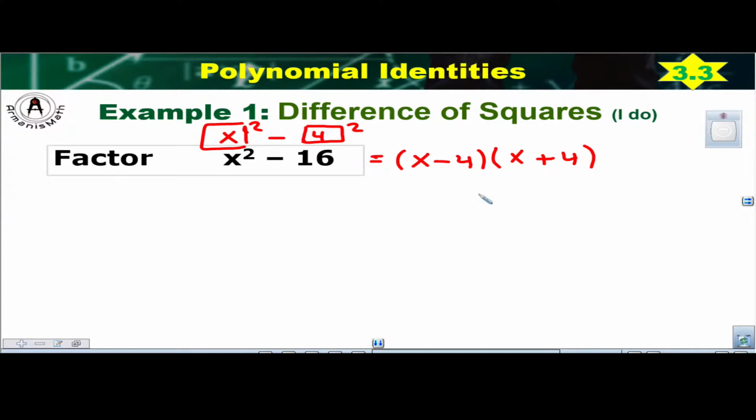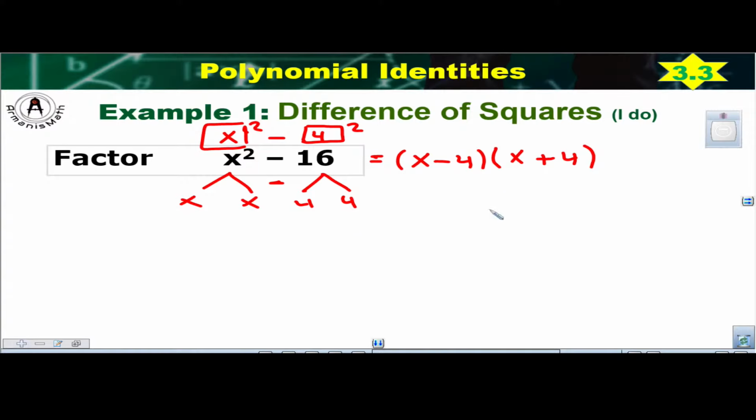binomial. Any question on this? So basically, you're going to see which one you're factoring in. So I've got x times x, and I've got a 4 times 4. If you have a negative between them, this is exactly what you're going to end up with. The first term minus the second, the first term plus the second. That's what you get. As simple as that.